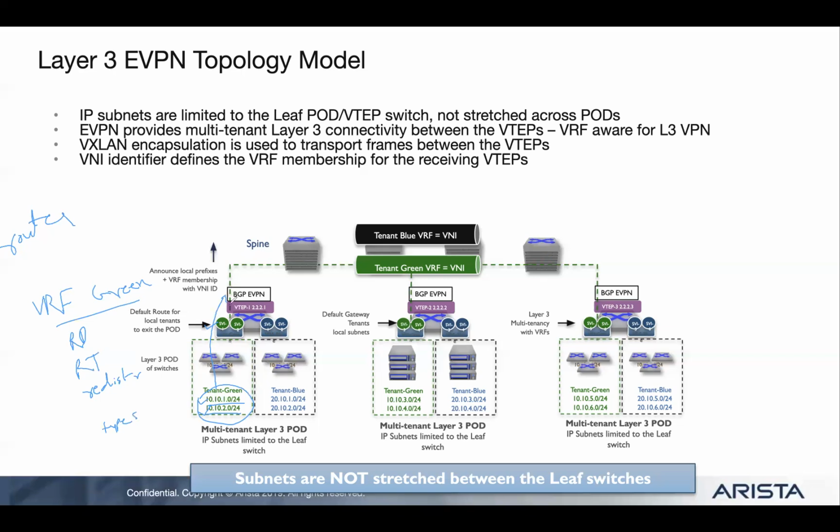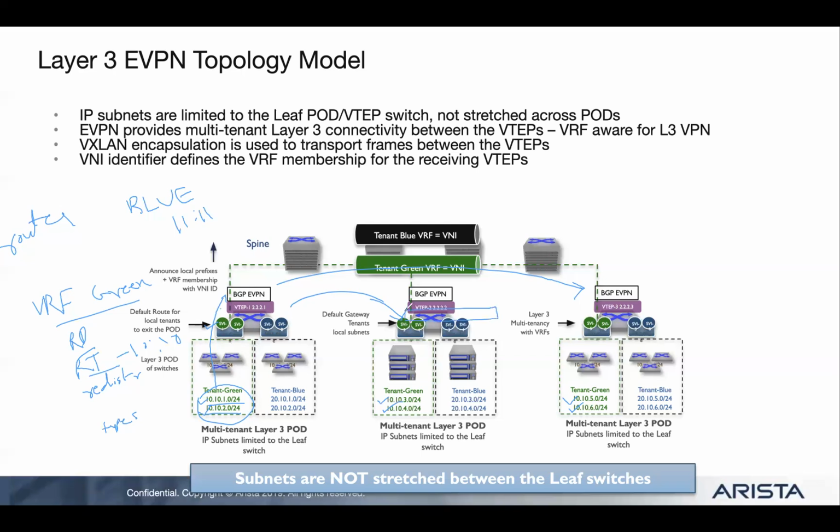And that will be advertised through the VTEP to all the other VTEPs. And similarly on this side also, all other VTEPs will advertise their own local subnets as type 5 routes with this route distinguisher and route target value, which is unique. Let's say here it is 10:10. Then for blue, it will be 11:11, separate.